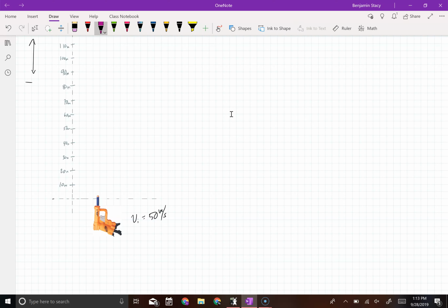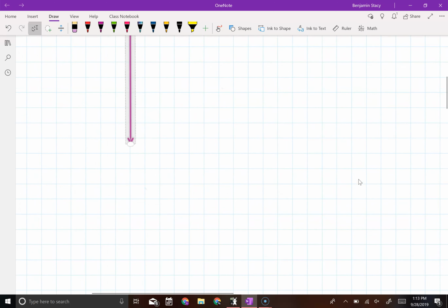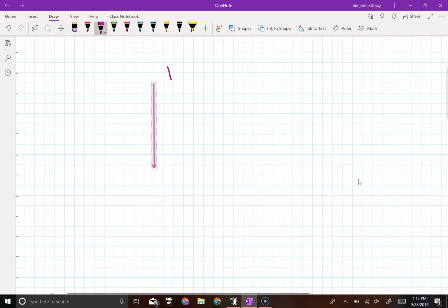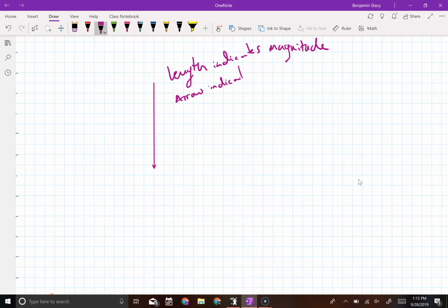The first vector, let's draw it in purple, will be our gravitational acceleration, little g. We know that's always going to be pointing towards the center of the Earth or to the ground. And so that vector there, the length indicates magnitude, or how much. And the arrow indicates direction. What direction does that vector point in? So those are the two pieces of the visual arrow that represents a vector quantity.